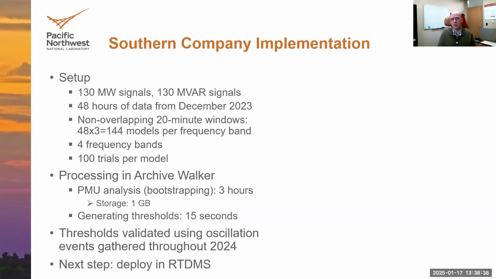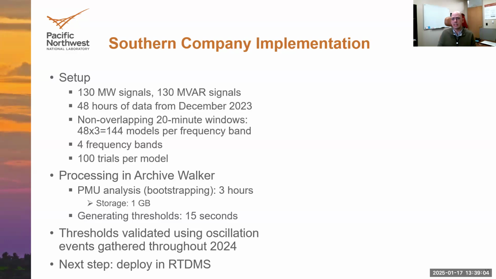Southern Company provided 48 hours of data from December 2023. Again, same setup, 20-minute windows. So that's 144 models per frequency band. I've focused in this presentation on band 2, but I applied it to all 4 frequency bands with 100 trials per model. So this is not a small analysis, right? There's quite a bit there.